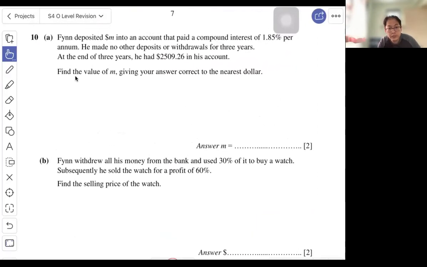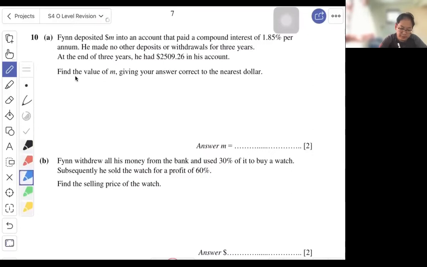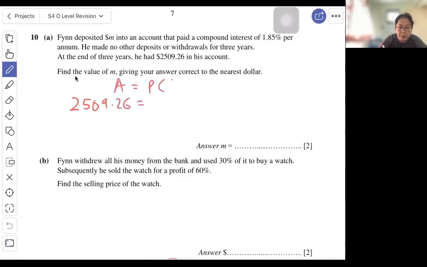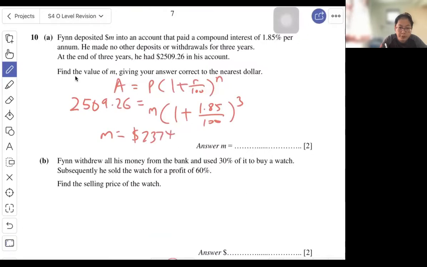Question 10. So Fion deposits M dollars into an account. He is paid a compound interest of 1.85%. They make no other deposit. Find the M. So for this question, you take 2509.26. Remember the compound interest formula, A equals P bracket 1 plus R over 100 bracket to the power N. So M bracket 1 plus 1.85 over 100 cubed. So M equals 2374.994.